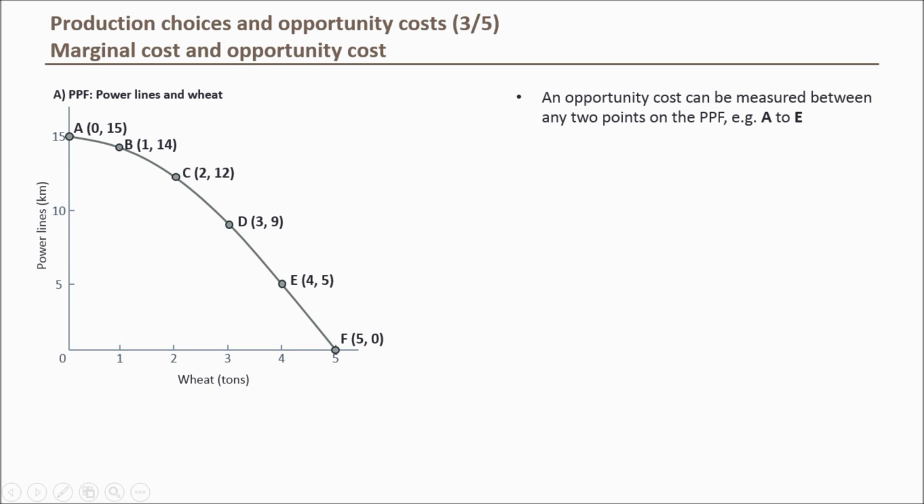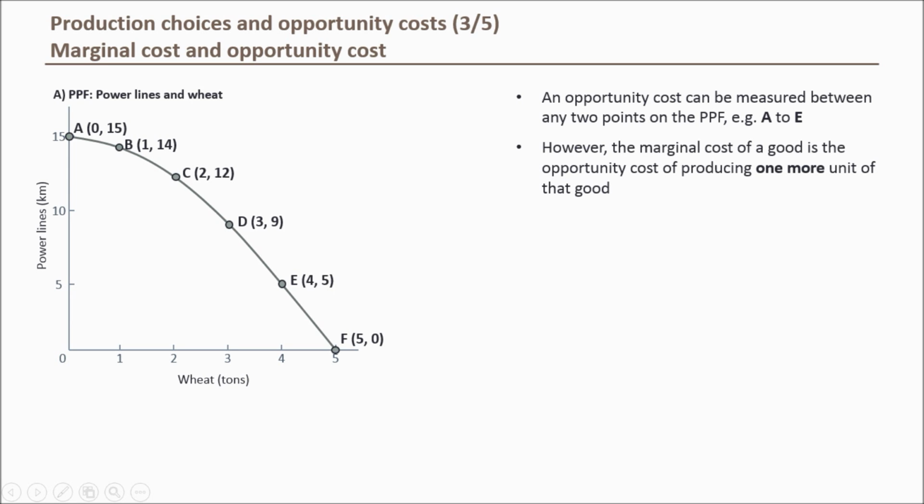The definition of marginal cost is very similar, except that when we talk about marginal costs, we automatically imply a specific and fixed increase in one good. The fixed increase we always apply is a 1 unit increase or a 1% increase. So essentially, the marginal cost of a good is defined as the opportunity cost of producing one more unit of that good.